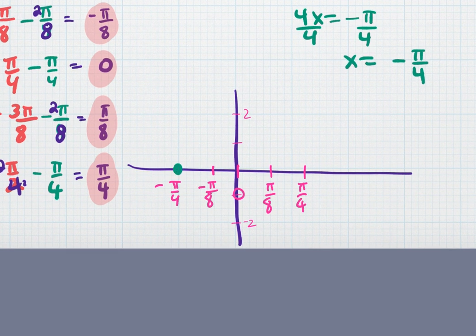I'm going to go up to the amplitude at the next key point. I'm going to come back down to 0. I go to the negative amplitude. I come back up to 0. And I connect my points.